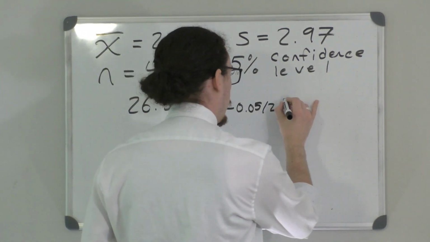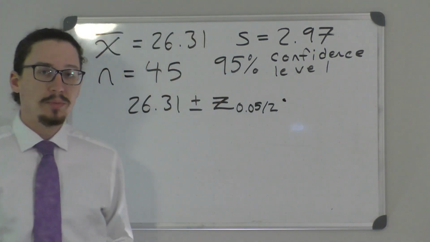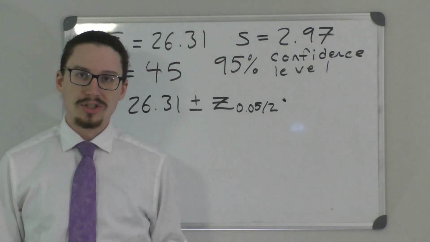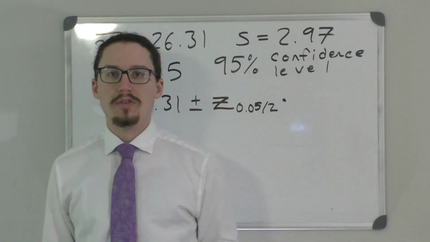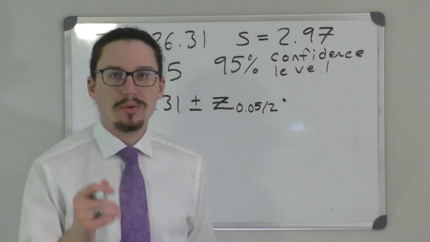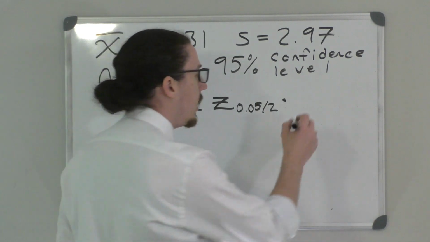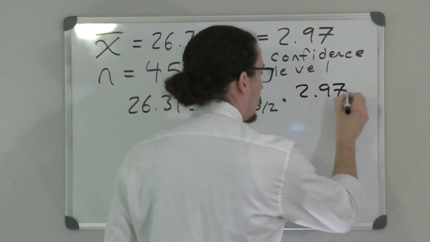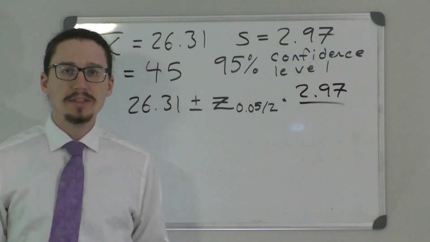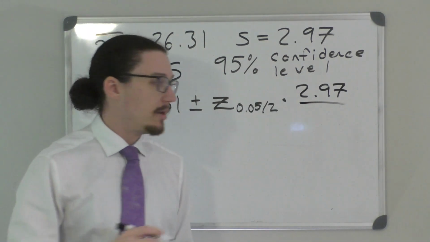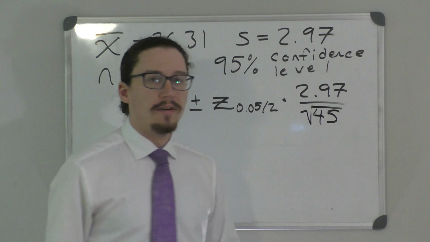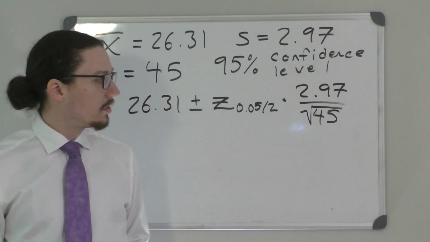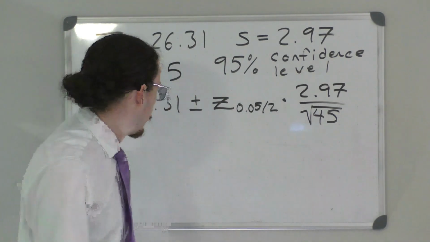All right, then we're going to multiply our critical value by our standard error. Our standard error is our standard deviation over the square root of our sample size. So in this case, 2.97 is our standard deviation and 45 is our sample size. So we have 2.97 over the square root of 45.